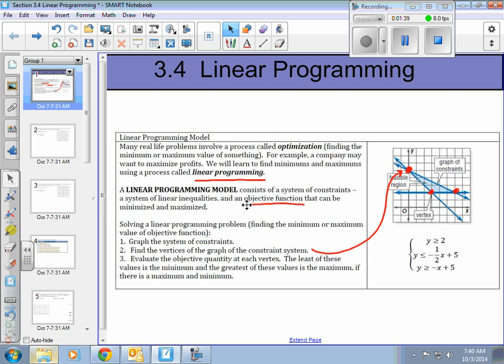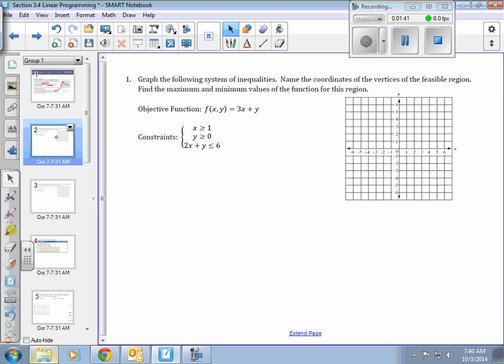So let's look at an example where we do this. We want to graph the following system of inequalities, name the coordinates of the vertices of the feasible region. Remember that the feasible region is that shaded in region. Then find the maximum and minimum values of a function for this region. Our objective function, we do not graph that. We use that to maximize or minimize. So we just graph our constraints.